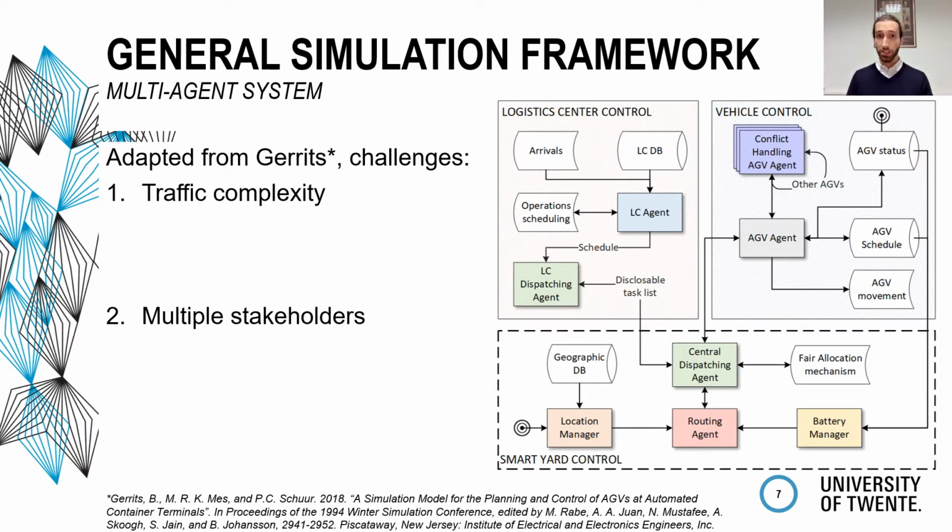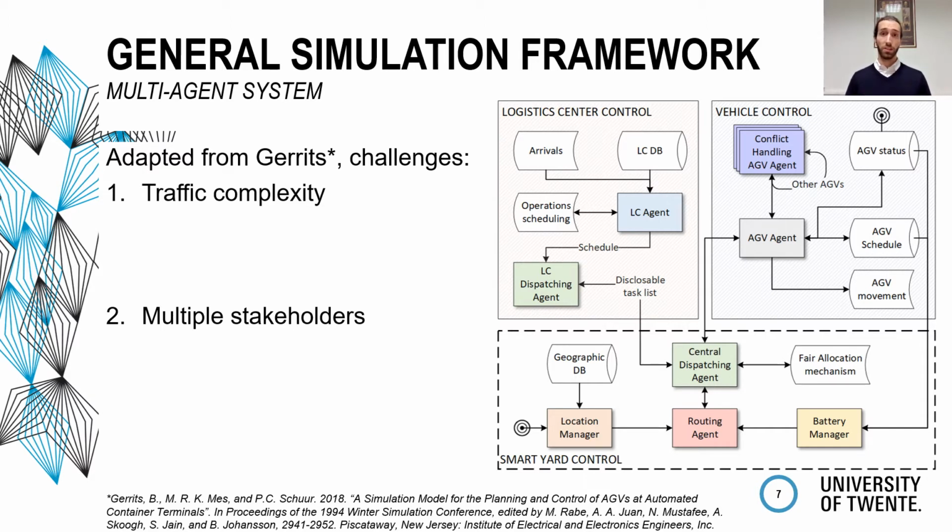Moving on to the agent-based simulation part, we adapted the multi-agent system from Gerrit to tackle two main challenges: traffic complexity, think about traffic in a port area, and multiple stakeholders. So the idea that multiple independent companies are using the same shared AGV fleet.